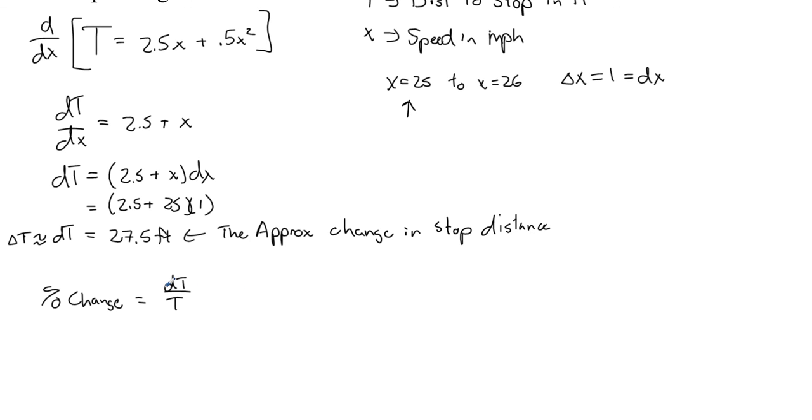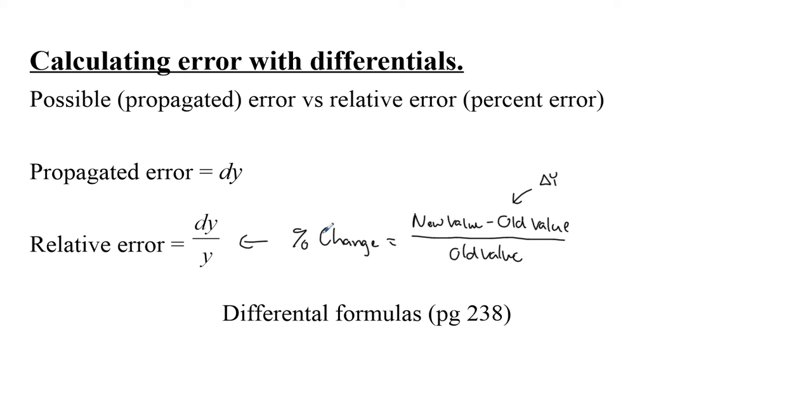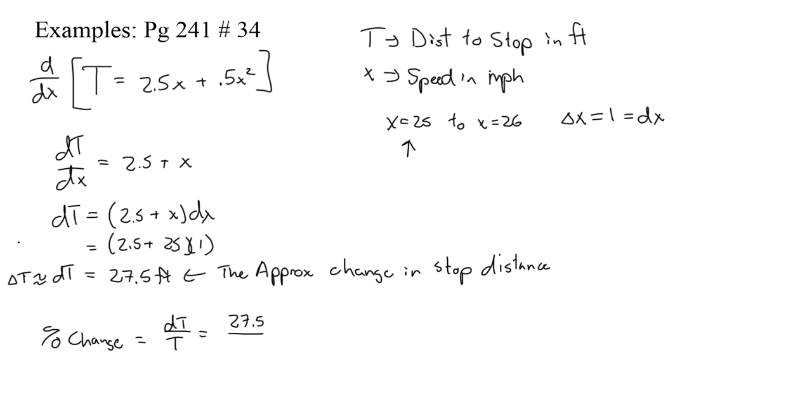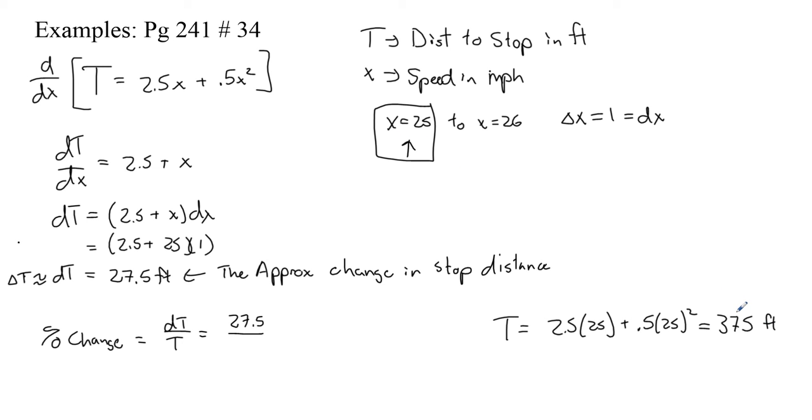Now, we've already calculated dt. We know what that is, it's 27.5 feet. What is t? Well, I've got an equation for t, and remember, I kind of went back to that old school percent change: new value minus old value all over old value. So we are going to calculate t using this original amount. So t is going to equal 2.5 times 25 plus 0.5 times 25 squared. I've already calculated that, and it comes out to be 375, and again, it'll be feet. So if you're going 25 miles an hour, it takes you 375 feet.